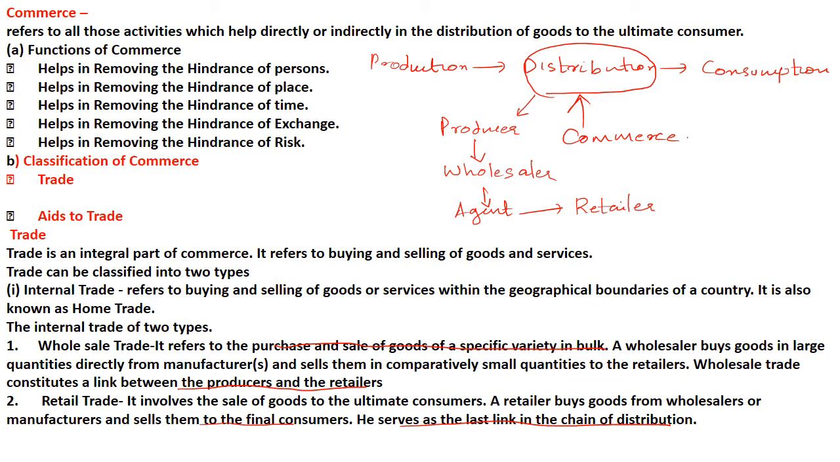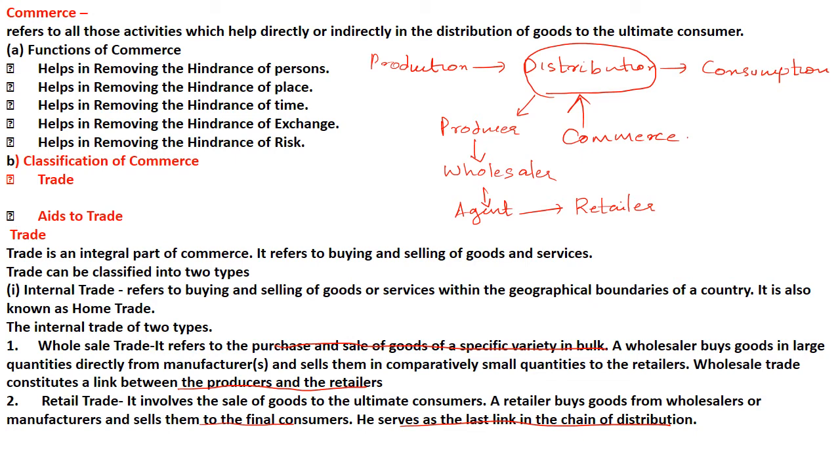Sometimes the agent will be there, then to the retailer. So sometimes it's directly from producer to wholesaler to retailer, sometimes the producer, then agent to producer, wholesaler, agent, and retailer. So that is the distribution system.